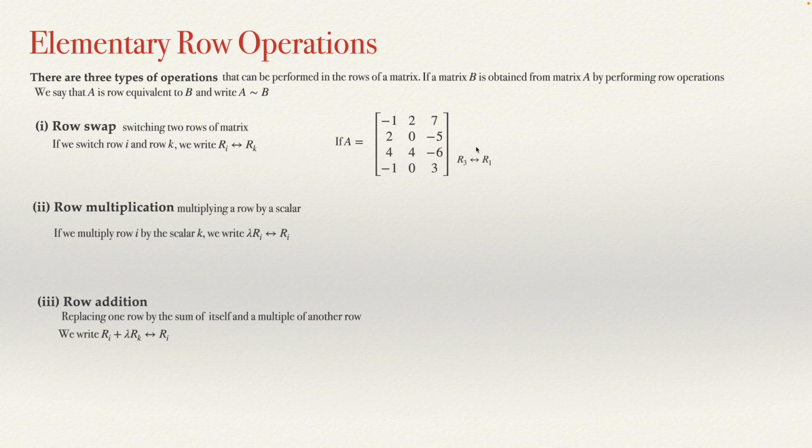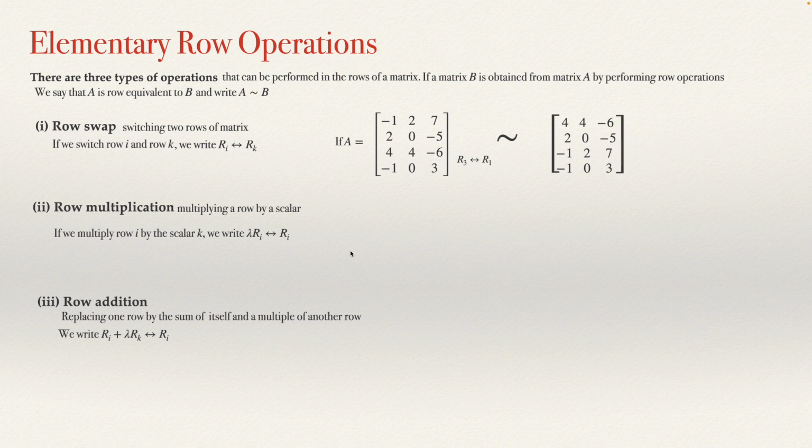So the equivalent matrix will be another matrix in which the other rows remain the same. For example, the second row remains the same. The last row, minus 1, 0, 3, remains the same. But in the first row, we're going to see what was before row 3. So here will be minus 1, 2, 7. And in the first row, I'm going to type 4, 4, minus 6. So that will be the new matrix. And this matrix will be row equivalent to the previous one. This is an example of a row swap.